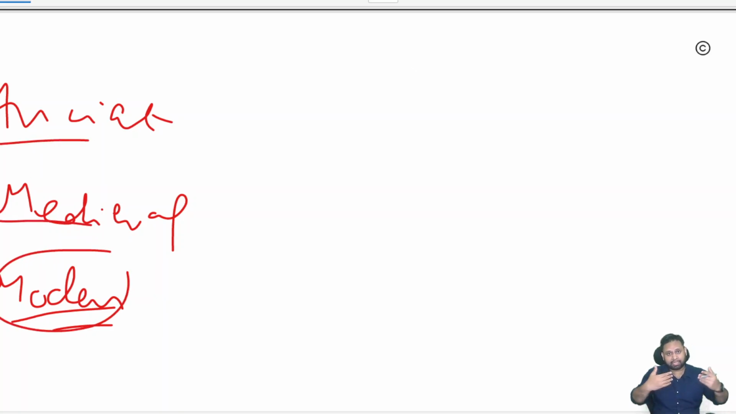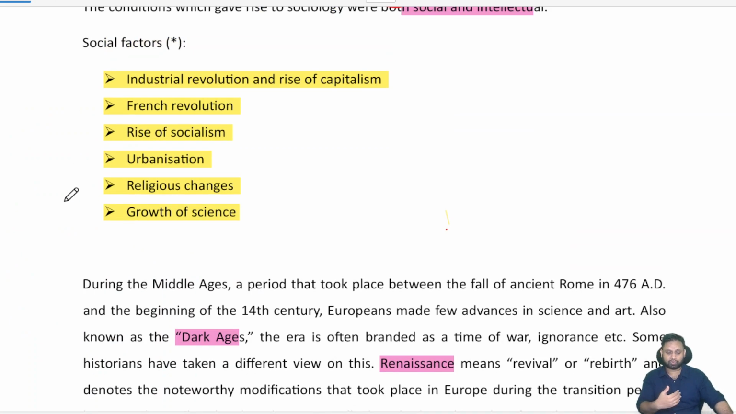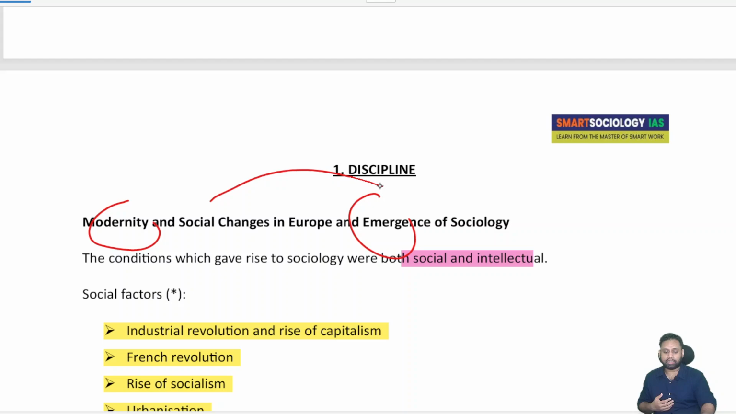So the modernity that happened in Europe, the social change that happened in Europe, led to the emergence of sociology. What is the relation between modernity and the emergence of sociology? This is the topic. We'll deal with the emergence of sociology in the next one.